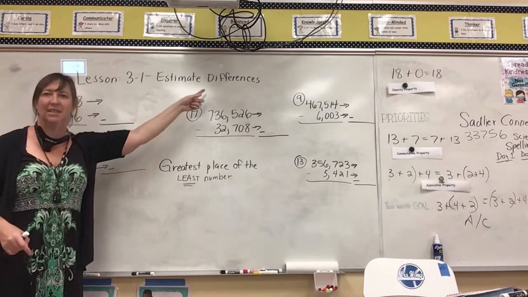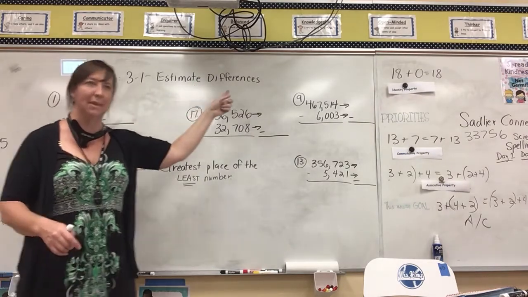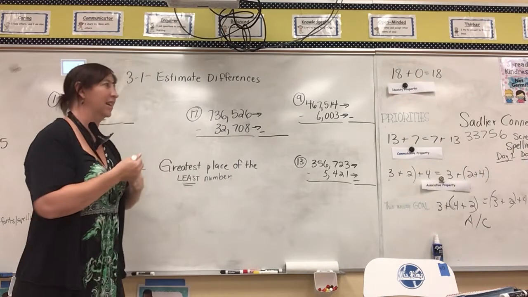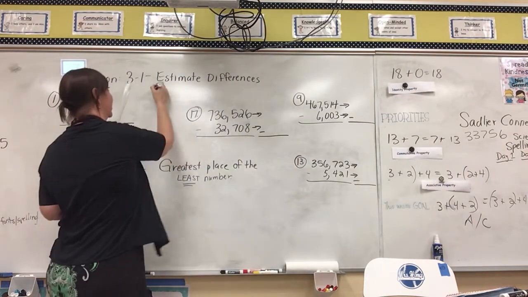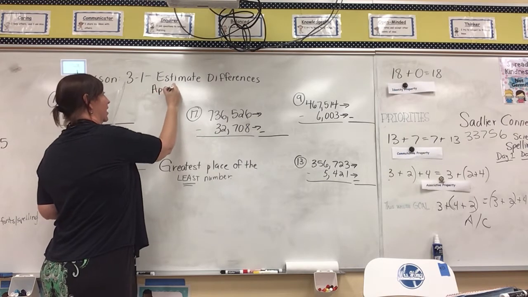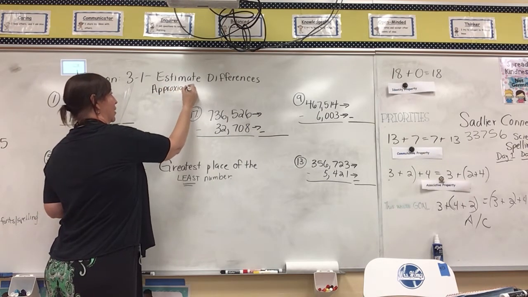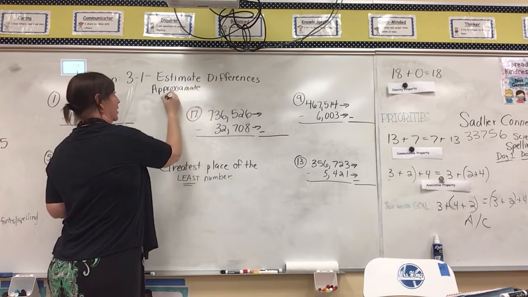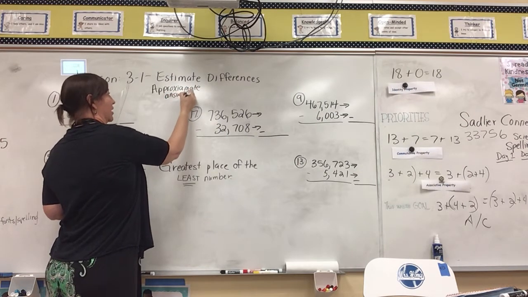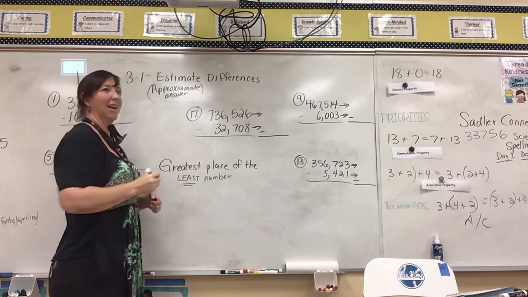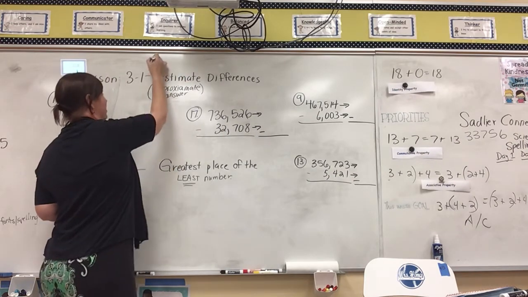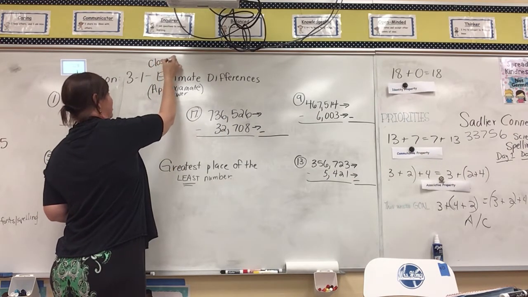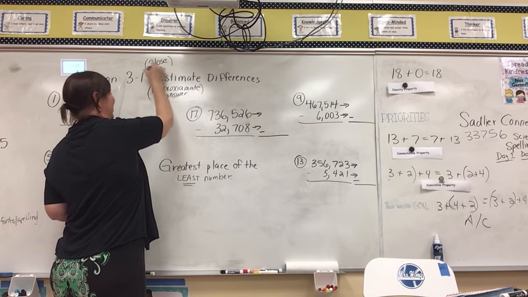So we're estimating differences. And so what does the word estimate mean? It's an approximate answer, not exact. I like that word, approximate answer. What's another way to say that? Like close to the actual sum. Okay, so it's close, but don't say sum. It's close to the right answer.